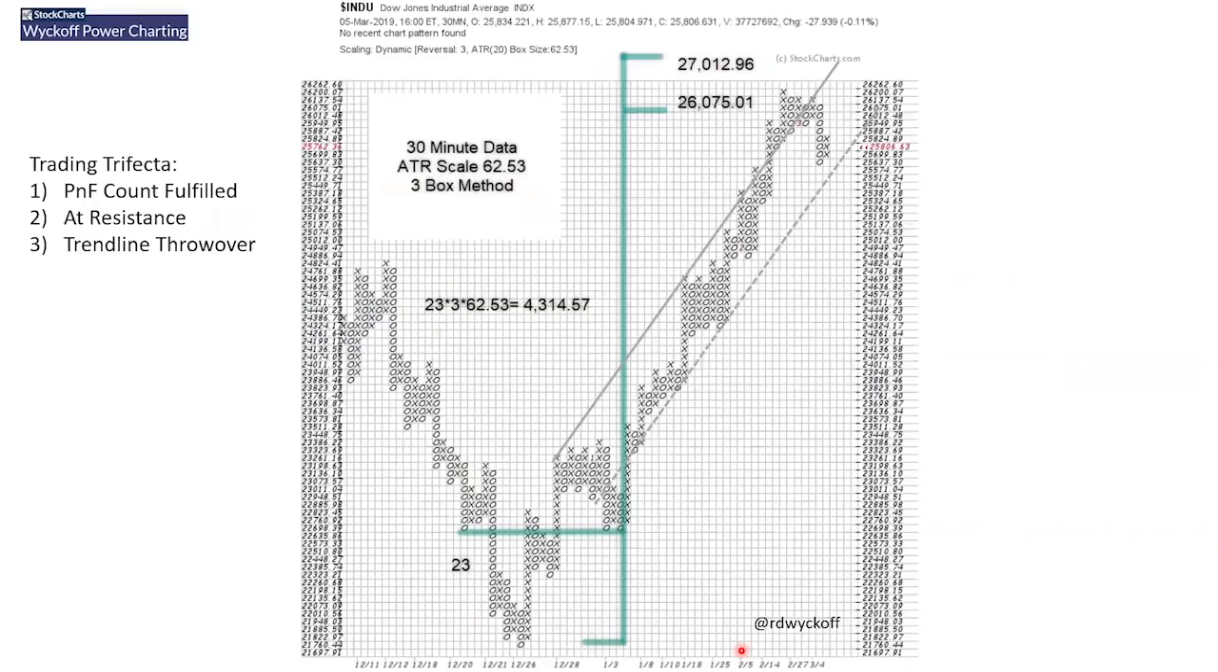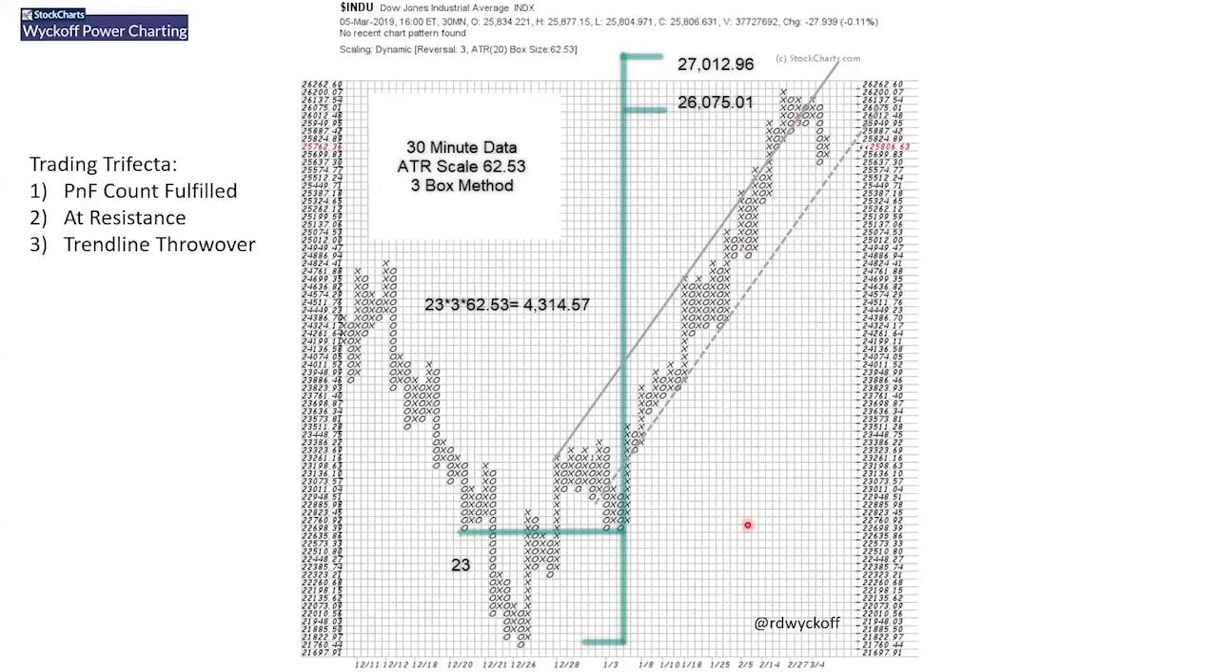Here we have a chart that was originally published on March 5th, created on March 5th. It's intraday, 30-minute data, ATR scaling, and 3-box reversal method. So for an intraday chart, it actually covers a lot of information, and a big time frame. Here we can see that into the December-January time period, an accumulation period developed, and this accumulation period was very small in time, but very large in terms of extent.